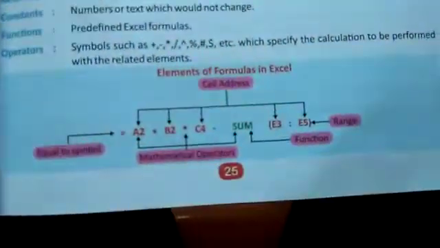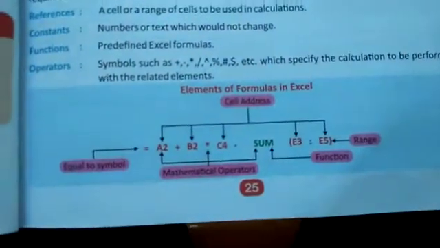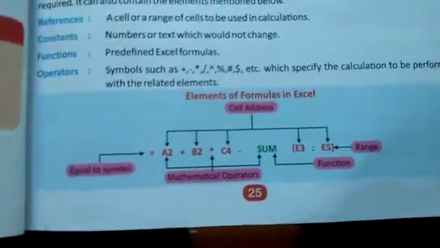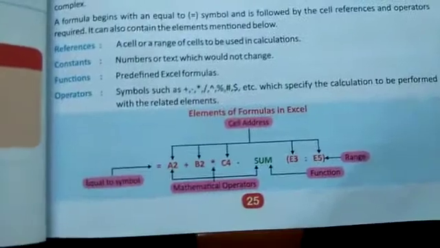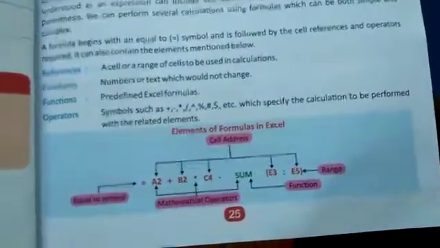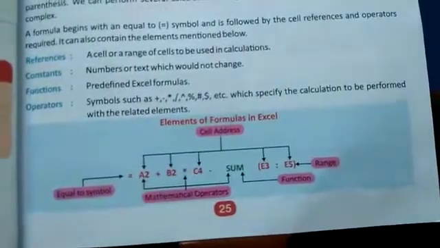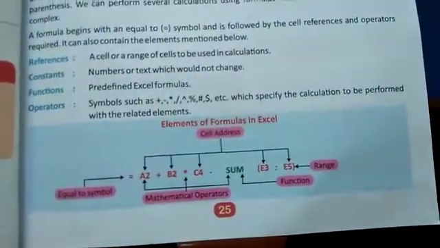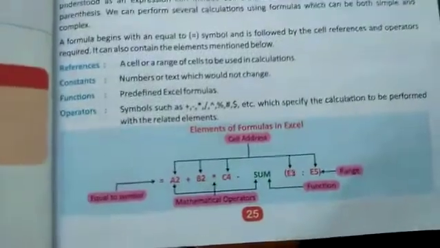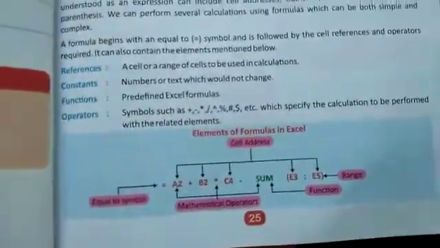Now you can see the elements of a formula in Excel: equal to sign, A2 plus B2 multiply C4 minus SUM. This is a mathematical operation, and SUM(E3:E5) means the sum of the values in E3, E4 and E5.